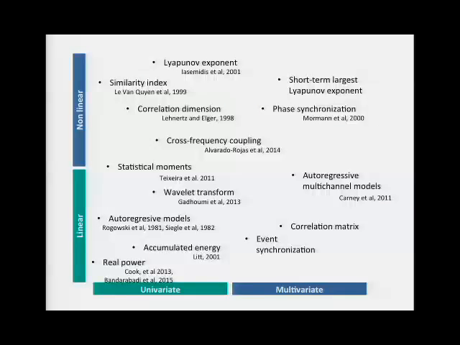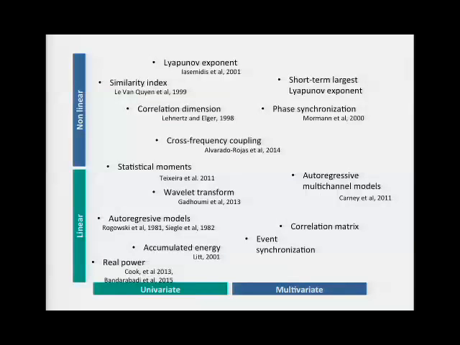With this in mind, a lot of methods have been proposed. Here I give a very general mapping of the methods that we have. We have univariate and multivariate methods. We have linear and non-linear methods. And I give you some examples of works that have used one or the other for seizure prediction.